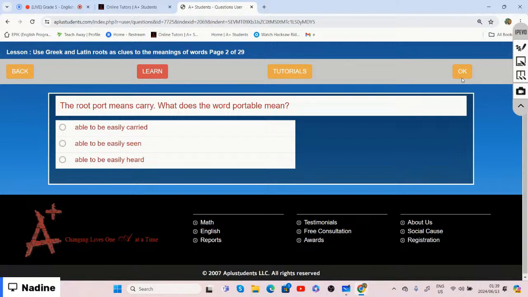All right. So if the root port means to carry, what does the word portable mean? Is portable able to be easily carried, or is portable able to be easily seen, or able to be easily heard? What is portable?